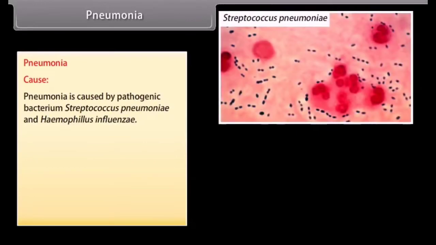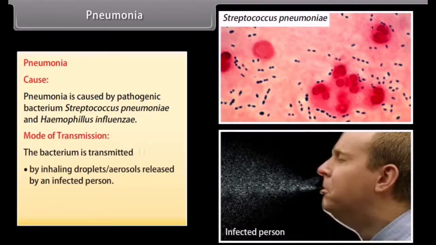Pneumonia. Cause: pneumonia is caused by the pathogenic bacteria Streptococcus pneumoniae and Haemophilus influenzae. Mode of transmission: the bacterium is transmitted by inhaling droplets and aerosols released by an infected person, or by sharing utensils with an infected person.